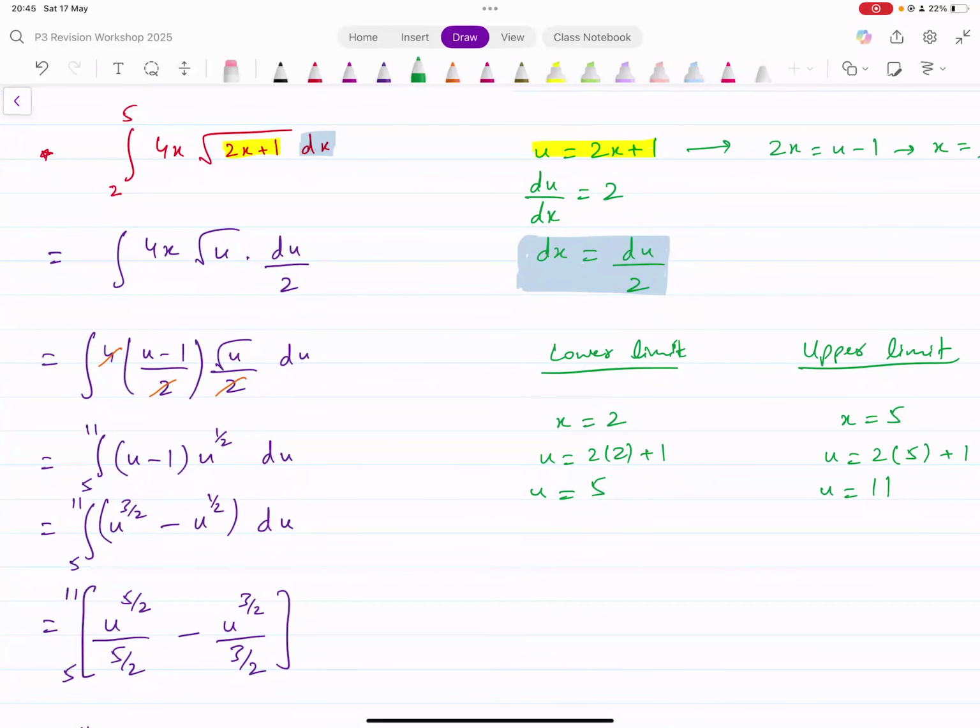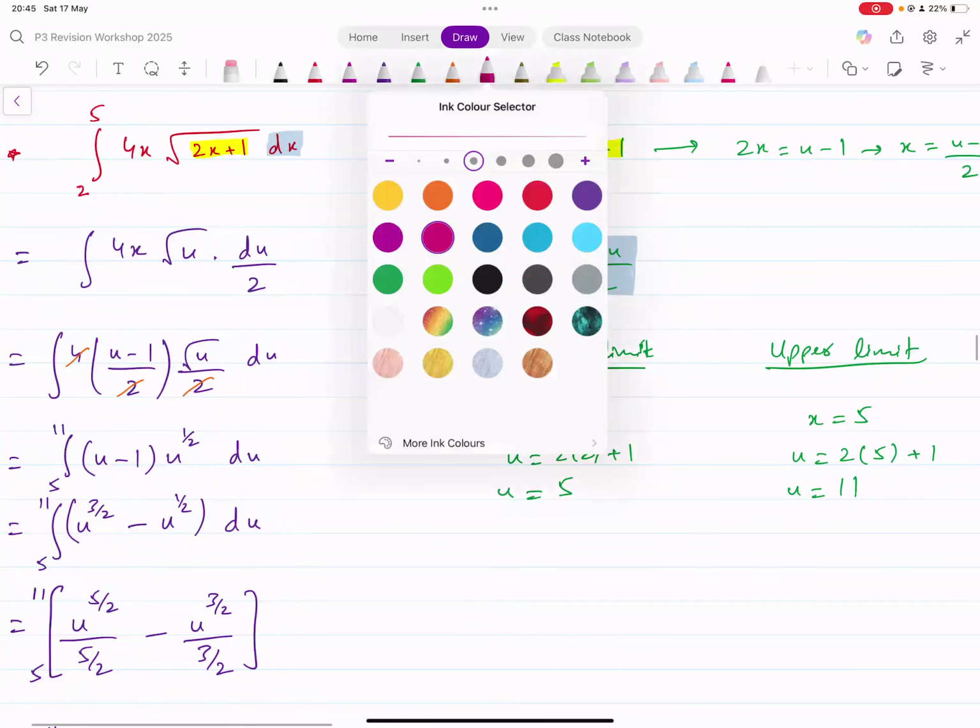The original integral is in terms of x. So we had to integrate this in terms of x. Now, when we convert it to u, the limits would also change because these values are values of x. We can't input those same limits there. So you would also change the limits. How would you do that?